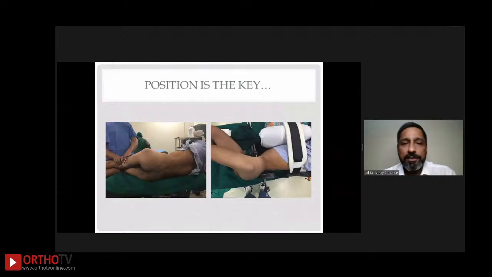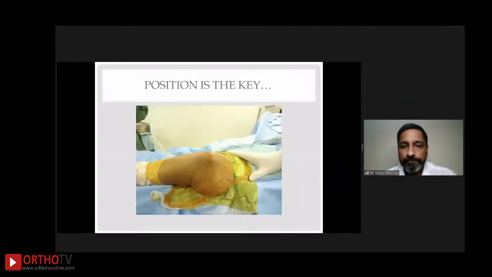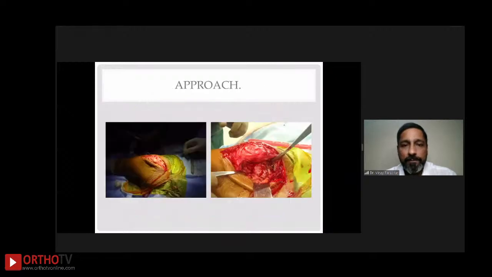So again, just putting forth a few points, somebody's asking something. We did the adductor tenotomy before putting him into a lateral position. Position is very, very important in these cases. You have to fix the patient really nicely so that there is no movement here and there. Strap him really well, but try to get the shoulder and the hip all in line. And we went with the conventional posterolateral approach. There is no minimally invasive in this. So please try and avoid doing minimally invasive in such cases.